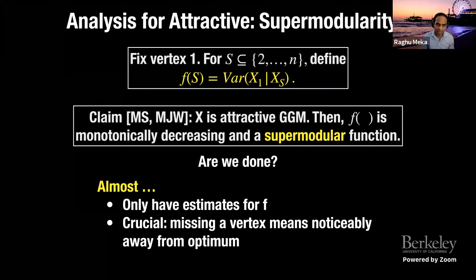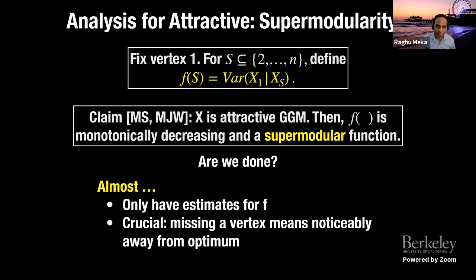One is that we don't have exact conditional variances. We have only estimates for them. So you have to make sure that your estimates are good enough without using too many samples. And the second one is that you have to argue that somehow if you miss a vertex, you will be noticeably away from optimum, and that every vertex in your neighborhood is actually relevant. And this takes a little bit more work. But both of these are more technical than conceptual hurdles, I'd say.